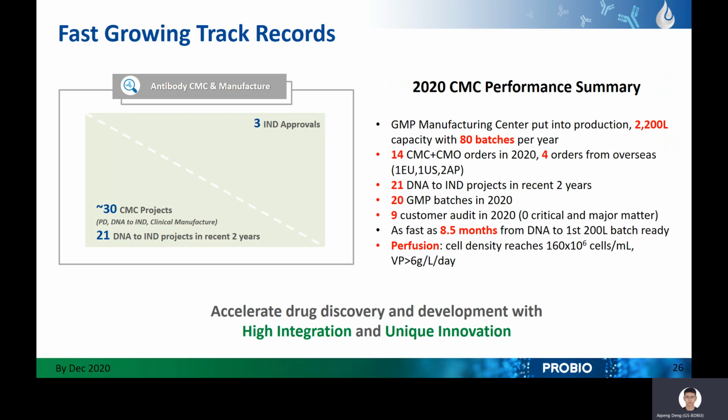What's more, we have achieved many things in the last year, such as a new GMP manufacturing center put into production, having 14 CMC or CMO orders, and 4 orders are from overseas. In 2020, we completed 20 GMP batches and 9 customer audits with no critical and major findings. We only take about 8 months from DNA to the first 2,000 liter batch. And in perfusion, we also get a good result. We can have a volumetric productivity of more than 6 grams per liter per day.